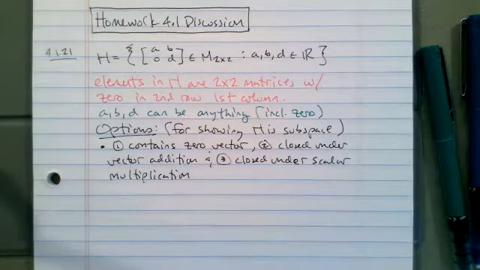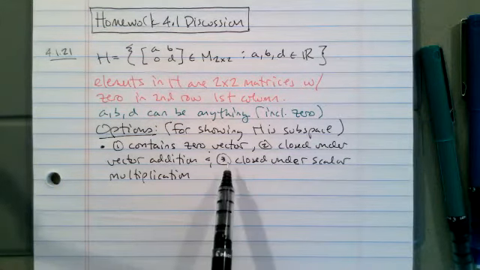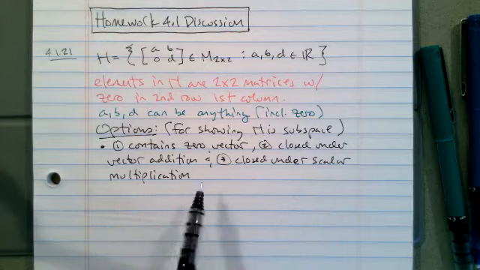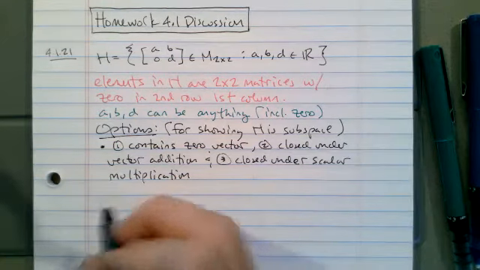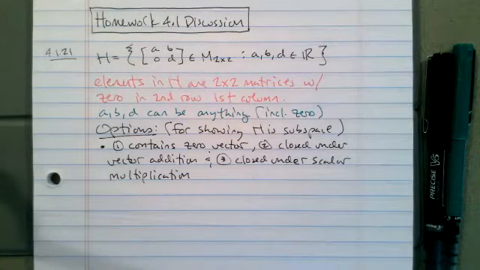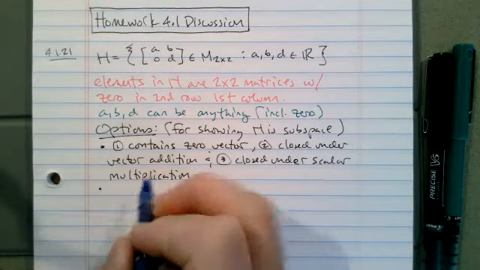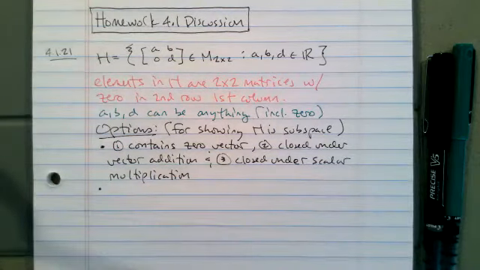The other axioms of a vector space we inherit from M 2 by 2. So the only things that we need to show for a subspace is that it contains the 0 vector, is closed under vector addition, and closed under scalar multiplication. That's one of our options. Our other option, which is the fancier one, and technically at this point in the chapter we don't have it yet, our other option is to show that H is the span of a set of vectors.